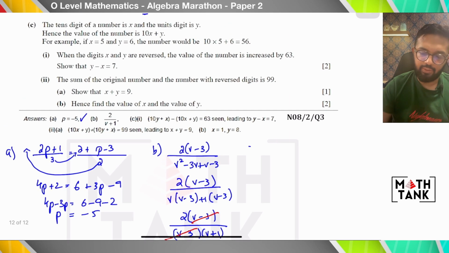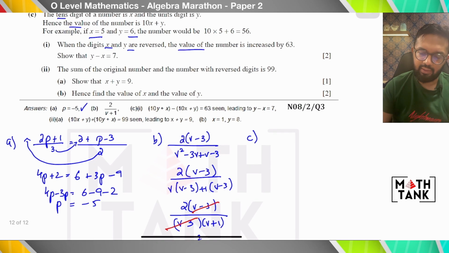Okay. Then part C looks challenging. Let's look at that. It says the tens digit of a number is x and the units digit is y. Hence the value of the number is 10x plus y. Okay, that makes sense. For example, if x is 5 and y equals 6, we're talking about the number 56, which is 10 into 5 plus 6. When the digits x and y are reversed, the value of the number is increased by 63.